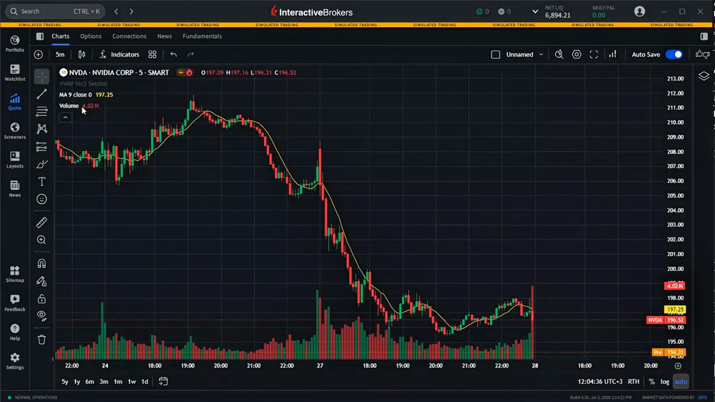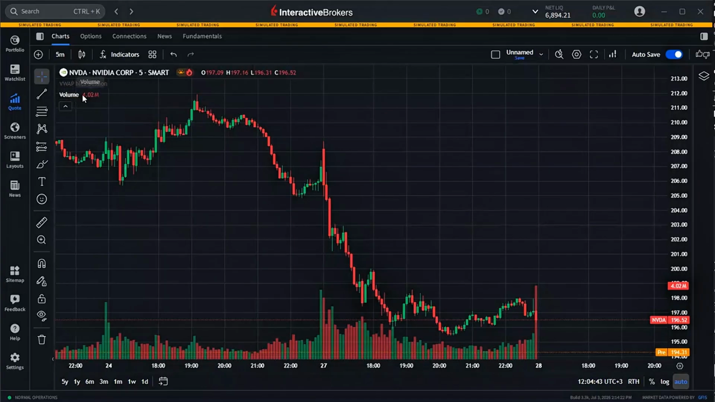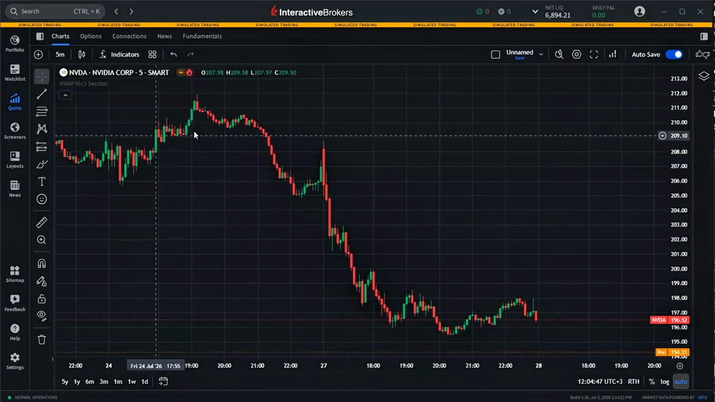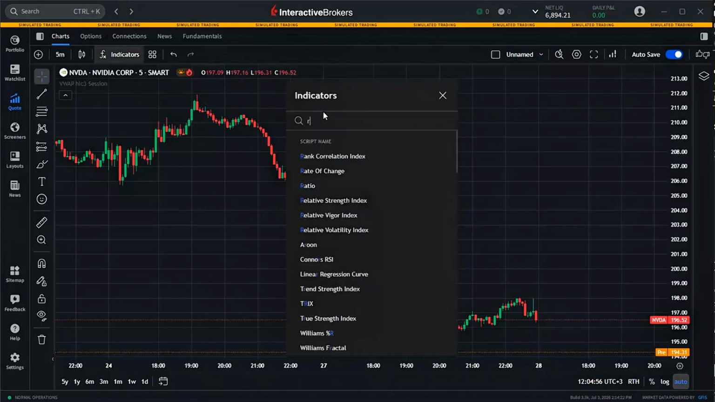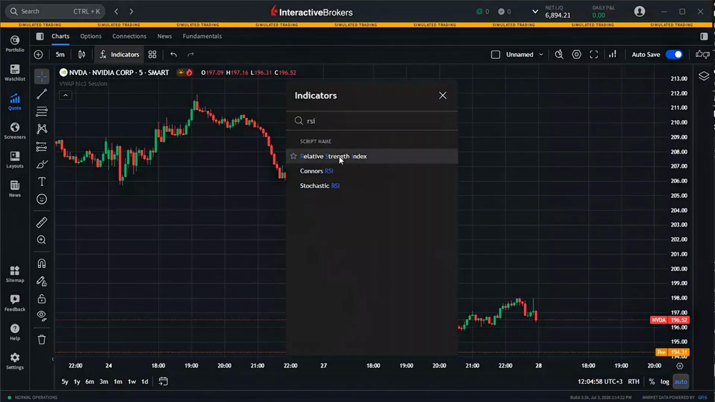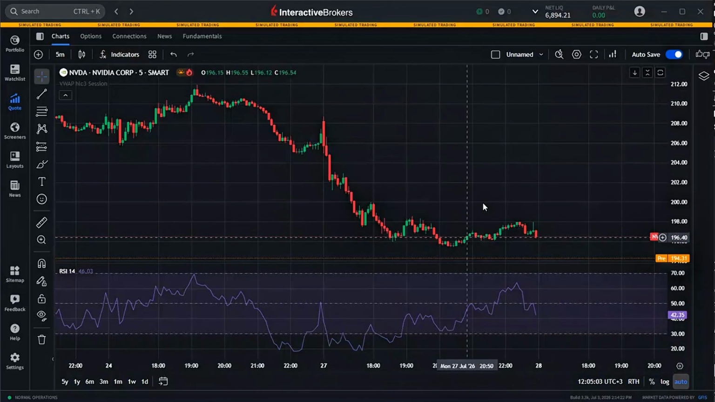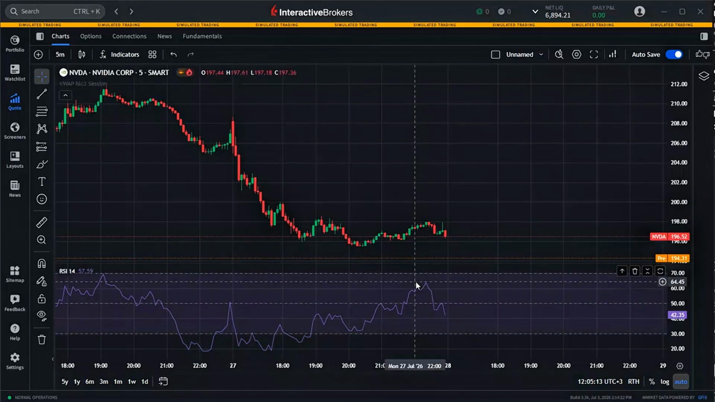Another indicator, let me remove this. Let me just remove the moving average and the volume. Another indicator, and this is going to be the last one, is the RSI. Go over here and then just search for RSI. It's called the relative strength index. It's also common in forex, and it's pretty much just showing you the oversold level and the overbought level.